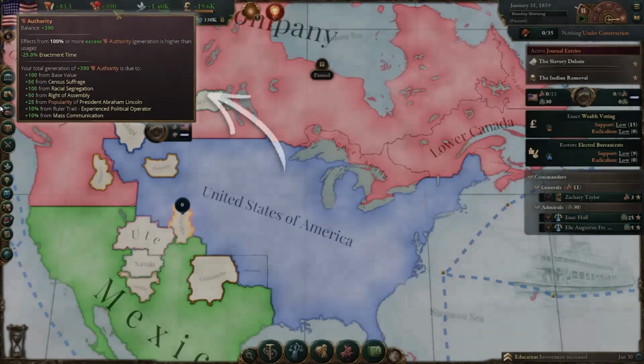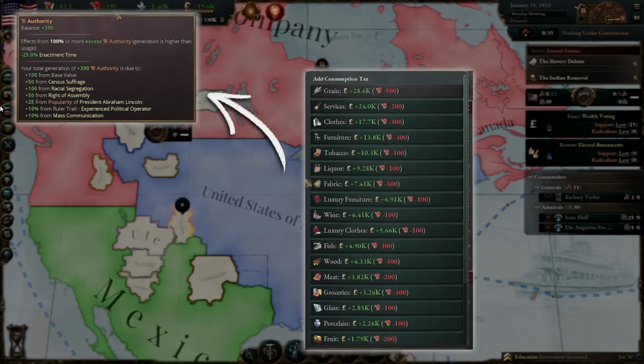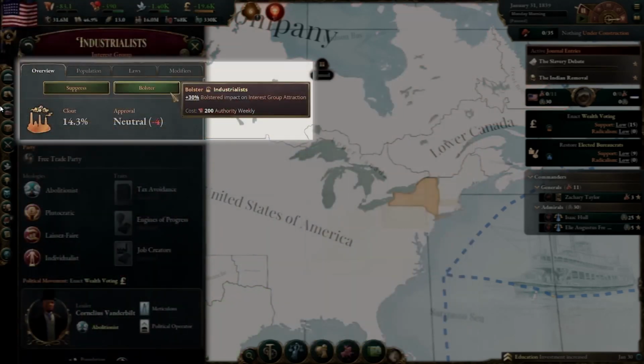Authority is the capacity your government has to perform certain actions outside of its normal function, like taxing specific goods or influencing individual interest groups, a generally more repressive society.